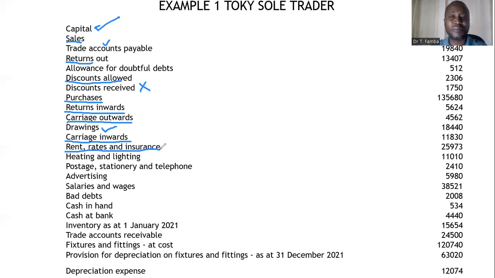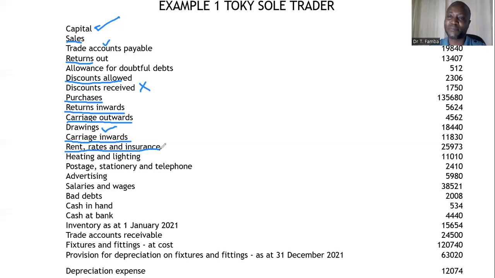Based on the matching concept, we need to bring these to the correct period in which they have been spent. So if we have prepaid, say, 5,000 worth of rent, which is supposed to be consumed next month, it means that the actual expense is not for this month. What we have simply done is we have paid, but we have not spent.